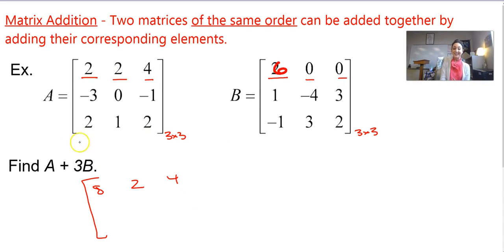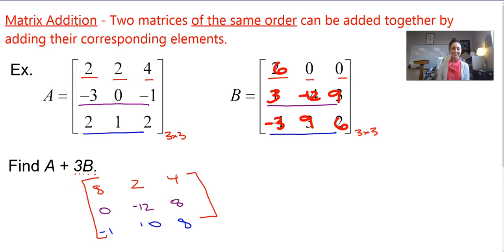Okay, can you go ahead and finish up the last 2 rows? Make sure you distribute a 3 to every element in B, since we did want to do A plus 3B. Hit continue when you're ready to check your answer. All right, answers on the screen. If you need to correct anything, do so now.